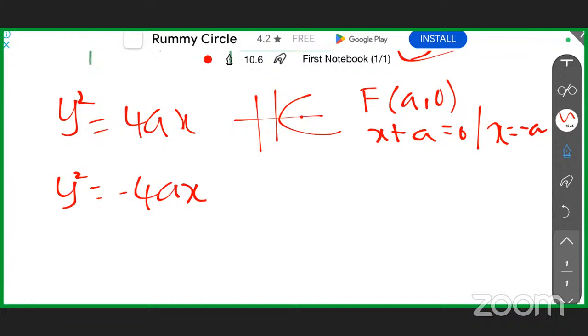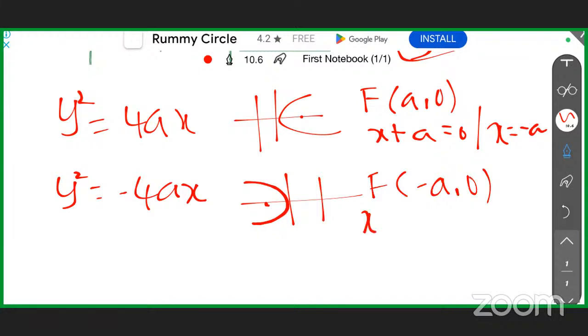So y square is equal to minus 4ax means my parabola will be towards the negative side of the x-axis. So this will be my focus and this will be my directrix. The focus will be minus a comma 0, and the equation of my directrix will be x minus a is equal to 0, or x is equal to plus a.